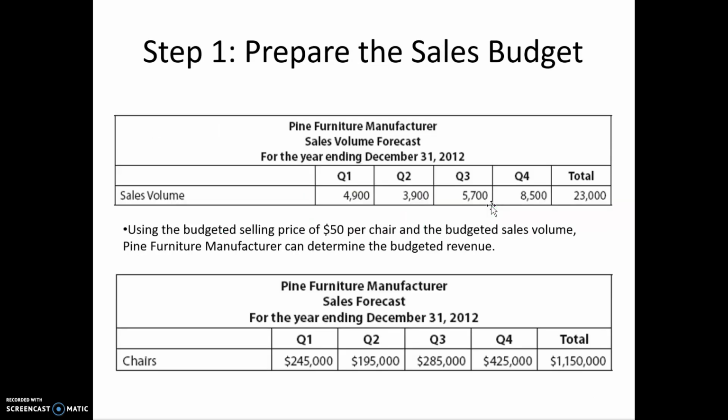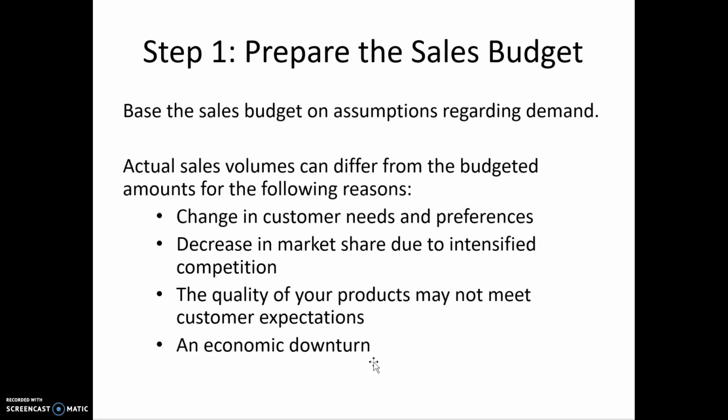So here's an example. The sales budget: we know how many units we project, and we multiply that by the selling price per unit. Here's quarter one, 4,900 units times $50. Here's our quarter one revenue. 3,900 times $50, quarter two. So that's pretty easy to prepare.